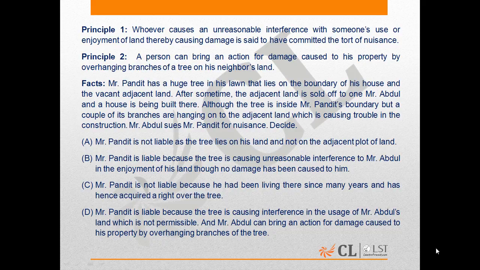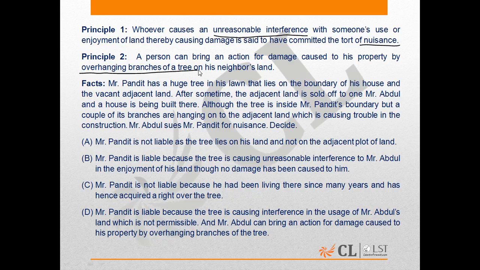In this question, there are two principles. The first principle states that whoever causes an unreasonable interference with someone's use or enjoyment of land, thereby causing damage, is said to have committed the tort of nuisance. The second principle states that a person can bring an action for damage caused to his property by overhanging branches of a tree on his neighbor's land.